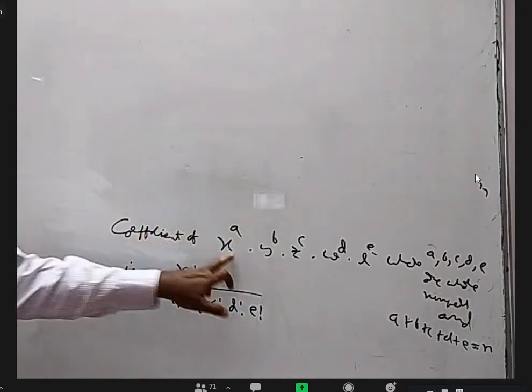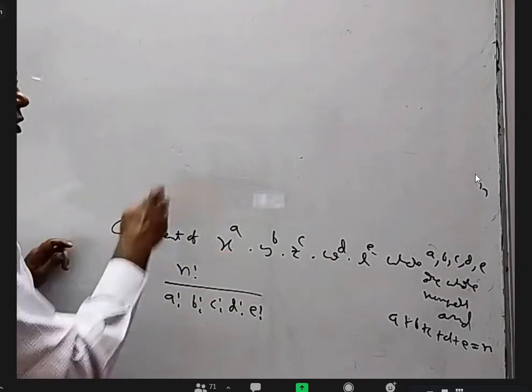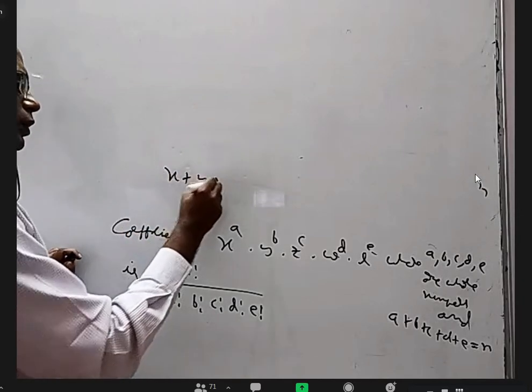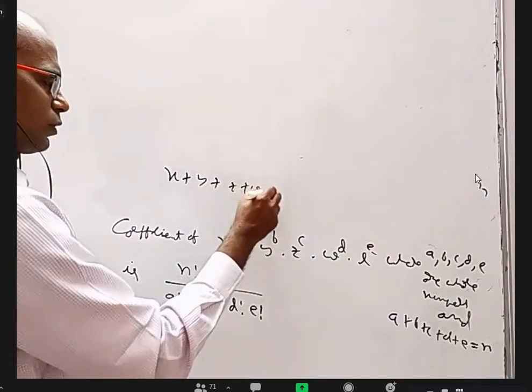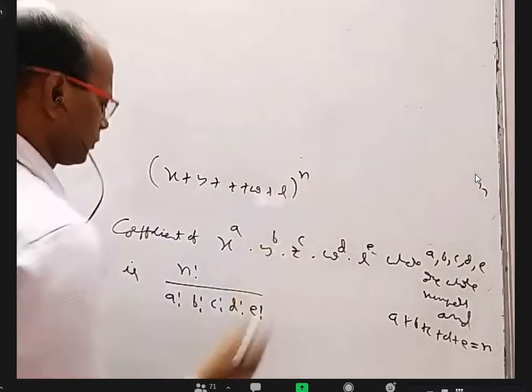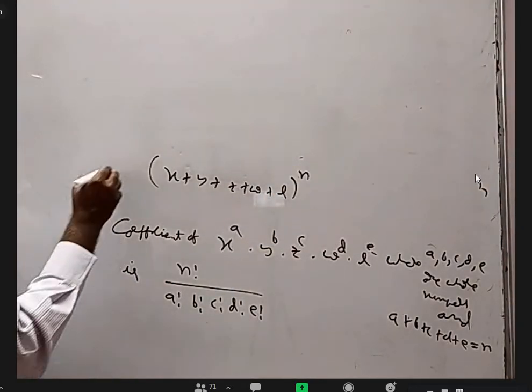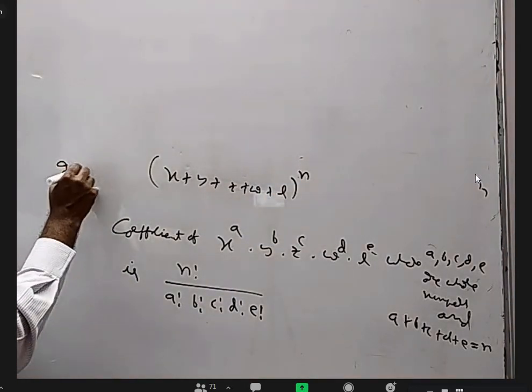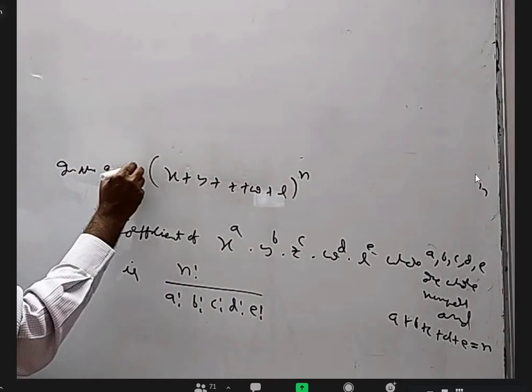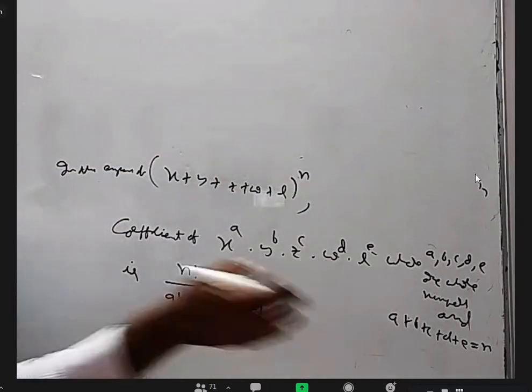We'll be using this in some questions definitely. Of course, this is a coefficient of this. In which expansion? I told you already. It is in the expansion of (x + y + z + w + l) whole power n. If you want, you can write "in the expansion of" and then continue this statement.